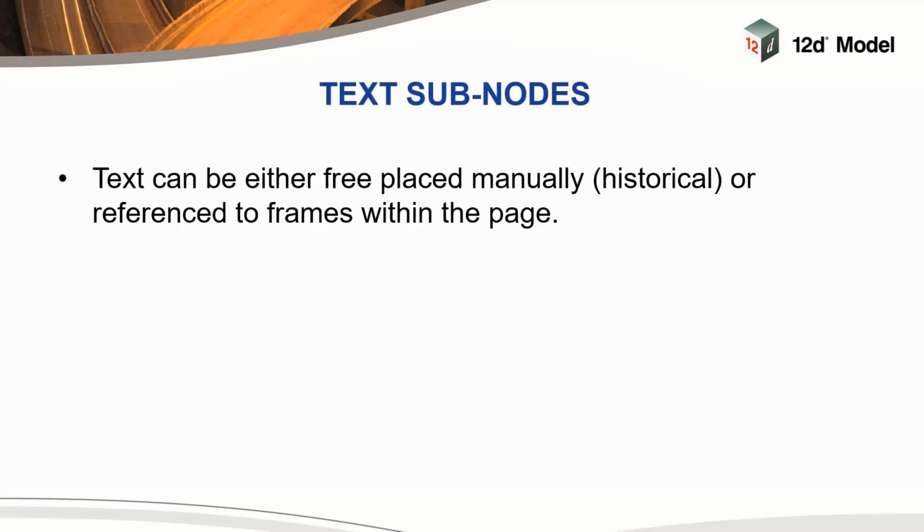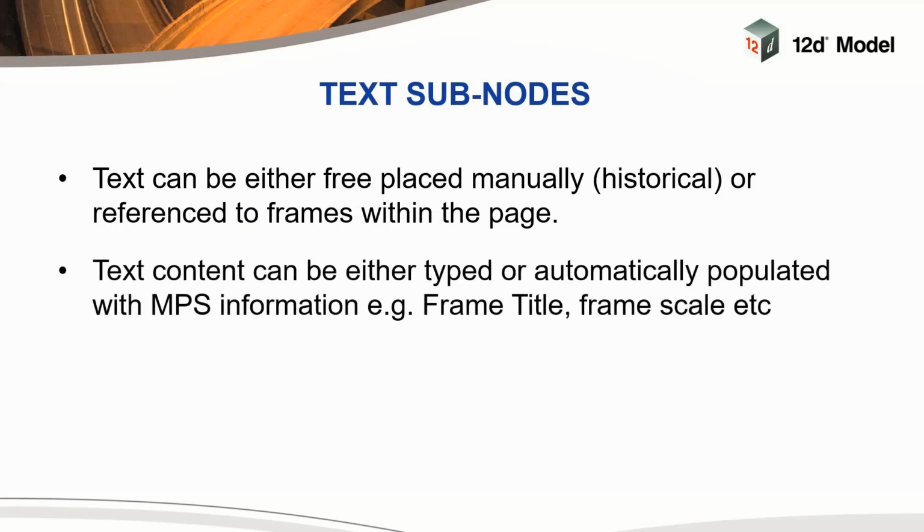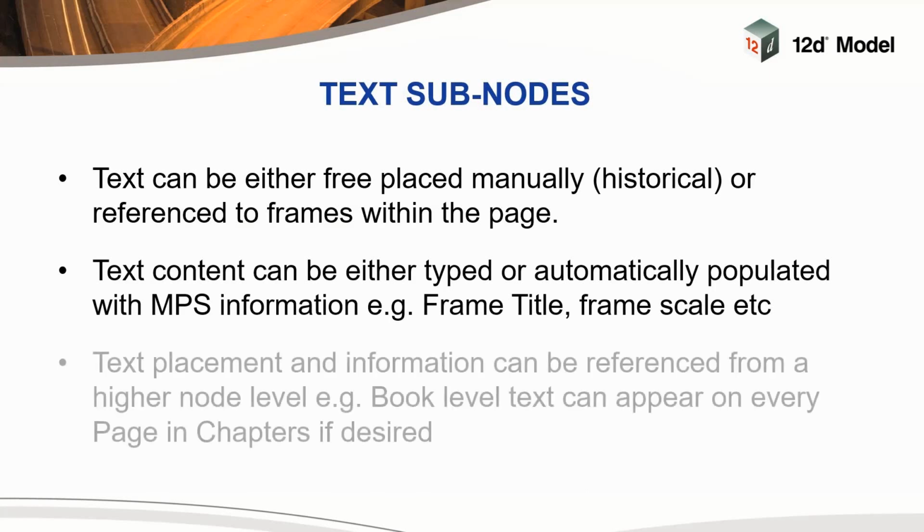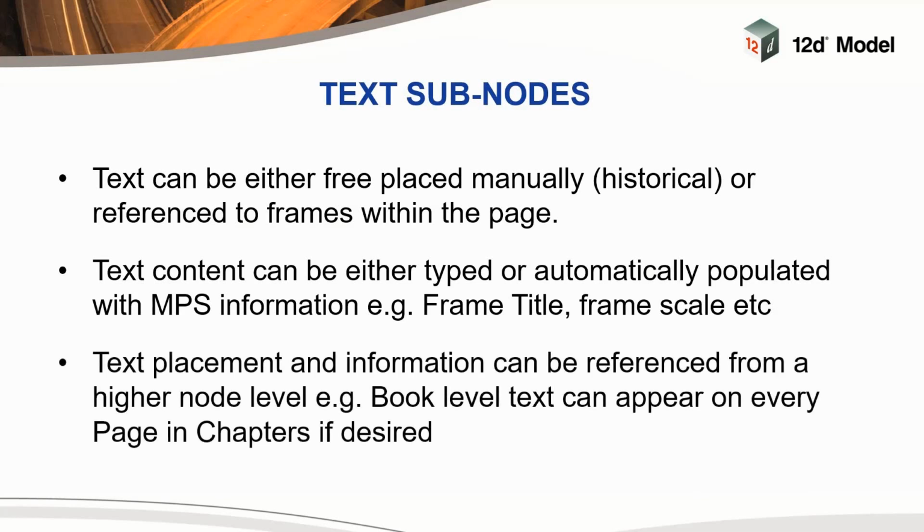Text subnodes. Text can either be free placed, historically what you're probably used to, placing a piece of text over a particular area inside the plotted output, or these can be referenced to frames within the page. Text content can either be typed or automatically populated with MPS information, for example, the frame title and the frame scale. Text placement information can be referenced from a higher node level. For example, you could get book level text, and that can appear on every single page and every single chapter if desired.